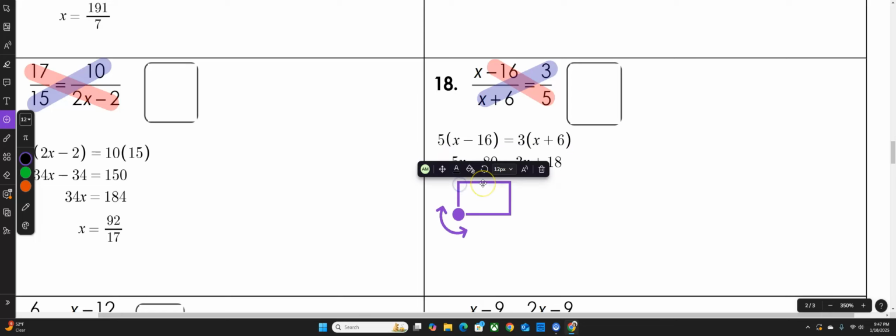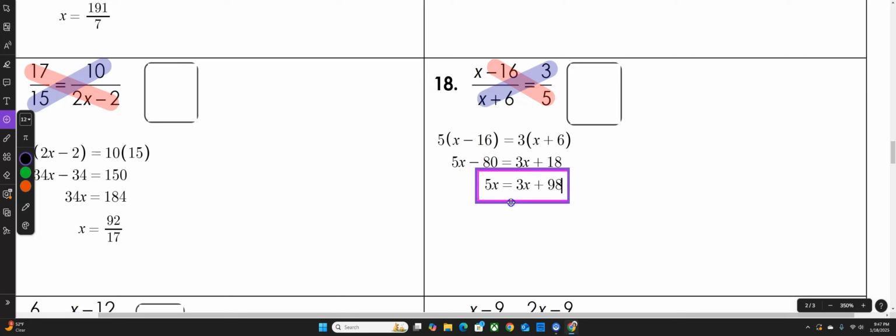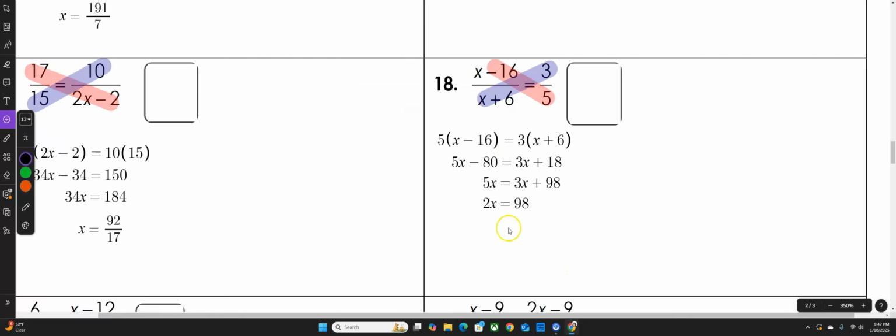I'm going to go ahead and add 80 to both sides, giving me 5x is equal to 3x plus 98. I'm going to subtract 3x from both sides, leaving me with 2x equals 98. I'll divide both sides by 2. And we're going to get that x is equal to 49.